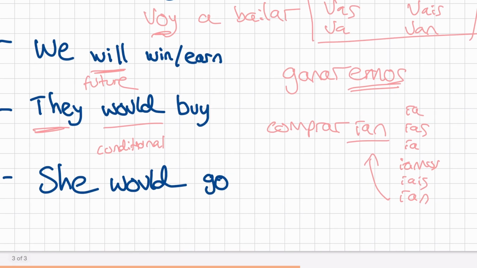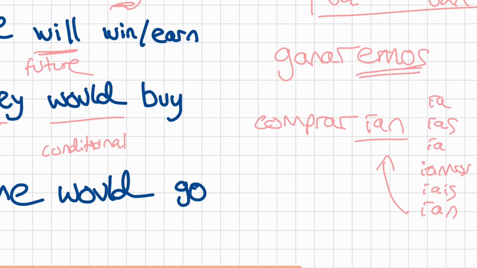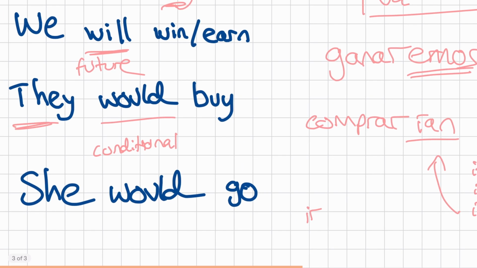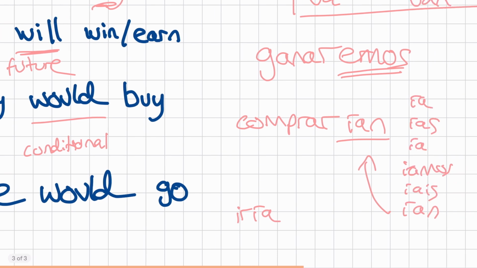And the last one, she would go. To go is ir. So iría. So this she, you see it here. So first one is I, then you singular, he, she, we, you guys, they.